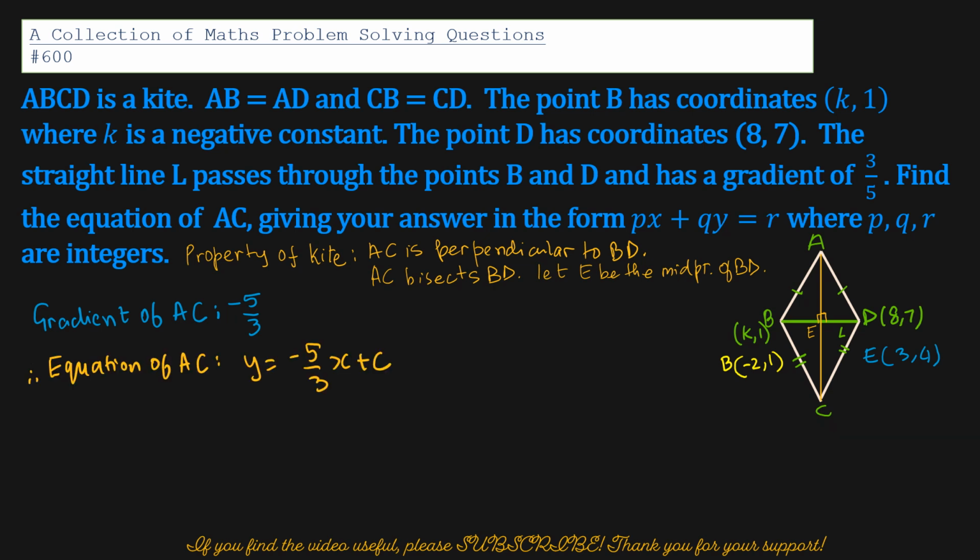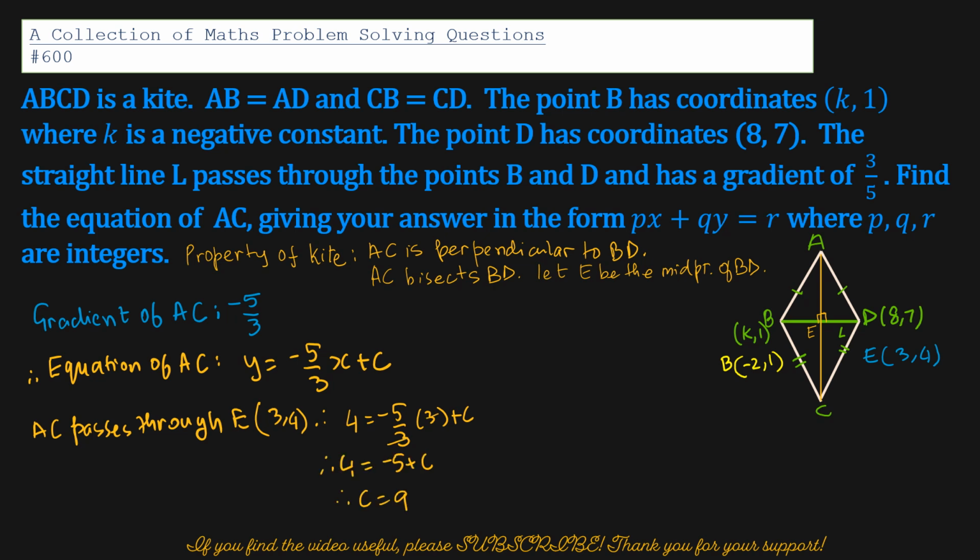And so the equation of AC is going to be y equals minus 5/3 x plus c. That's the gradient, minus 5/3. And so we've got to find the y-intercept c, and we know that AC passes through E (3, 4). So we can write, putting in the values of x and y as 3 and 4, 4 would equal minus 5/3 times 3 plus c, and that would give us c equals 9.